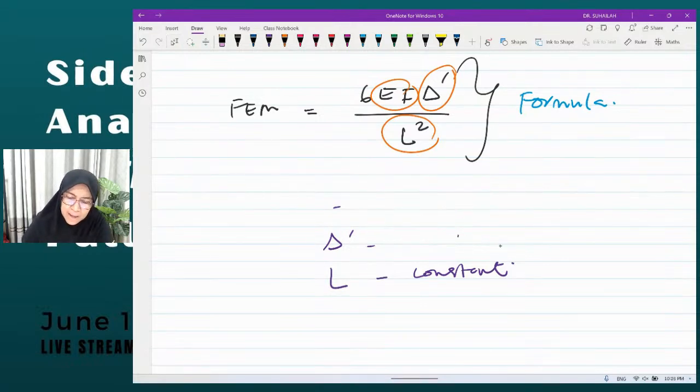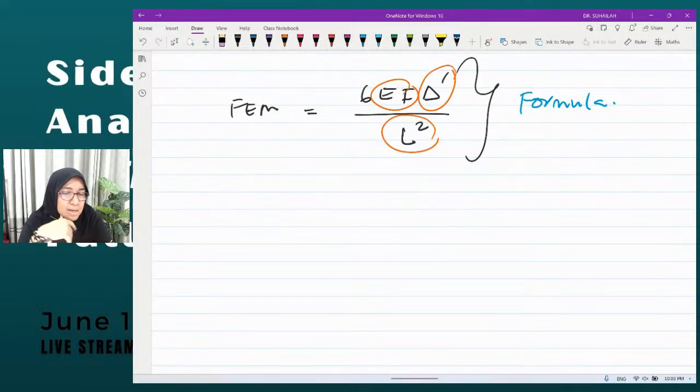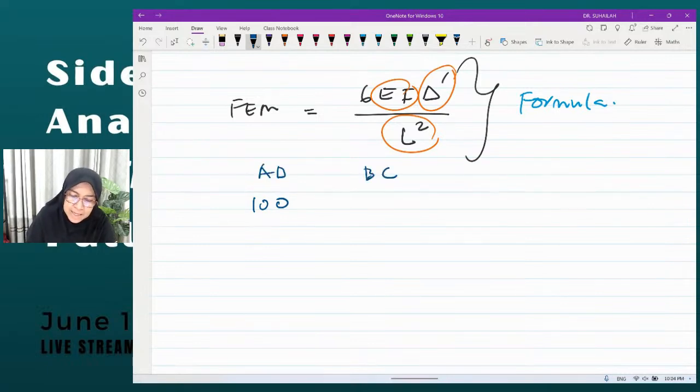If EI is not constant, then the value will be different. So what we did earlier is just to find the value based on the ratio. If the value is 100 for AB and the ratio is 1:1, then CD is also 100. This time, EI is not constant, I is not constant, and L is not constant. That is why we get 216 because of the ratio.